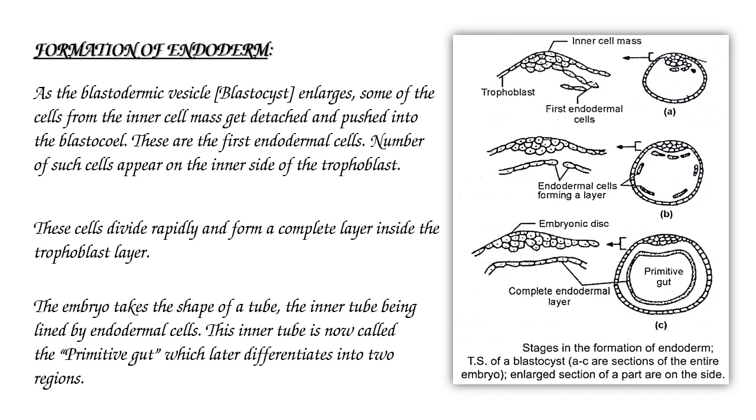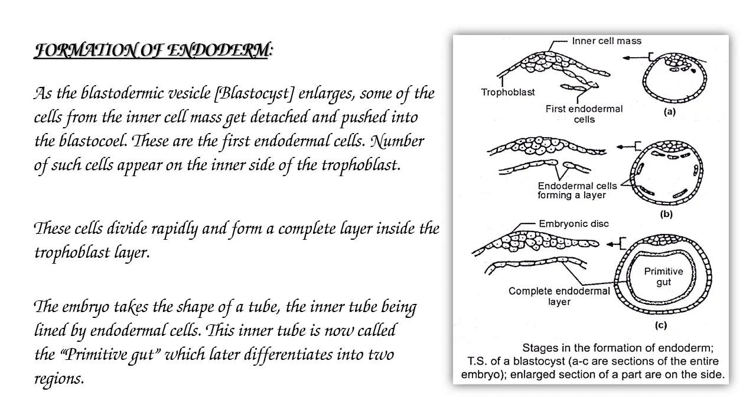A number of such cells appear on the inner side of the trophoblast. These cells divide rapidly and form a complete layer inside the trophoblast layer. The embryo takes the shape of a tube, the inner tube being lined by endodermal cells. This inner tube is now called the primitive gut or archenteron, which later differentiates into 2 regions. And now let's see this diagrammatic representation of the formation of endoderm.